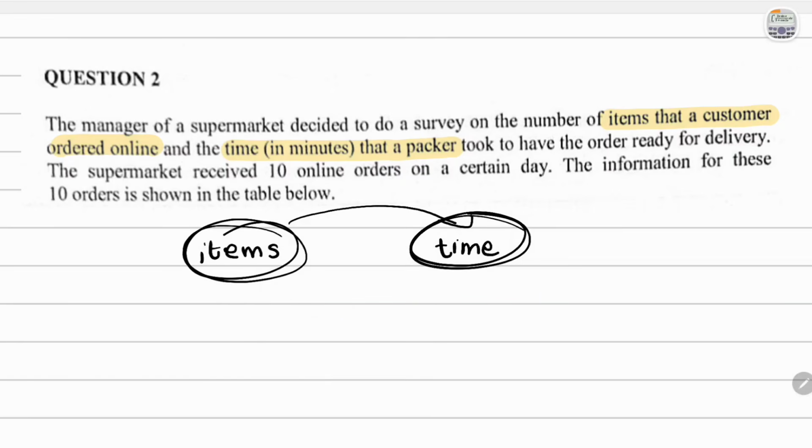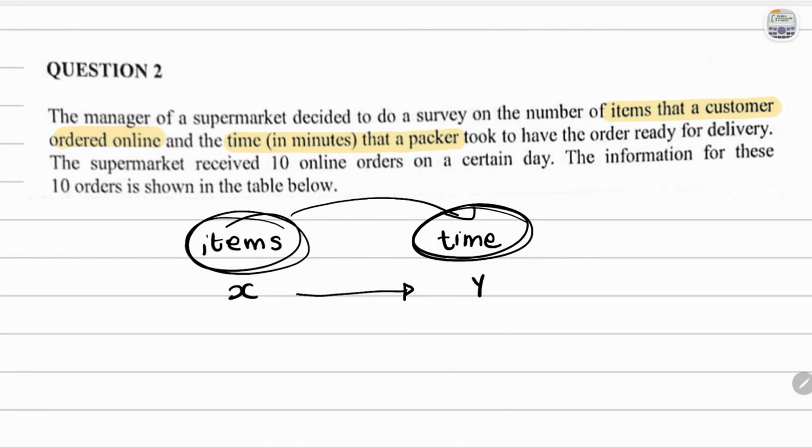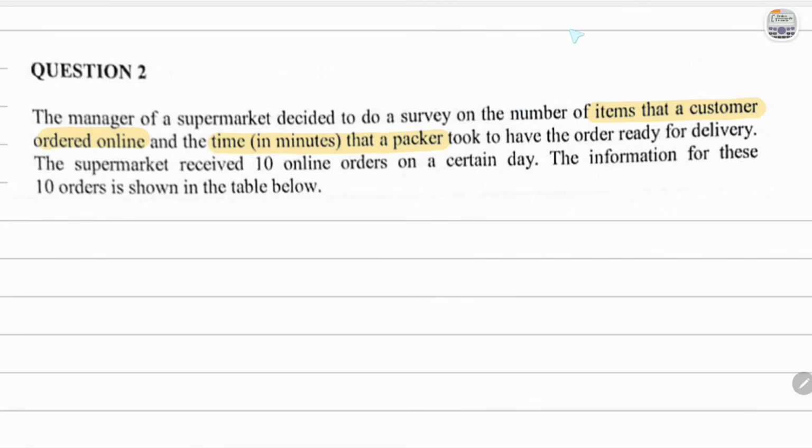So since you can see that the items is actually what affects the time, this would make these the x values and these the y values, because the x values are known as independent variables. They can be anything. And then the y values will be known as the dependent variables because they depend on what x is. Okay, so let's get the info back.